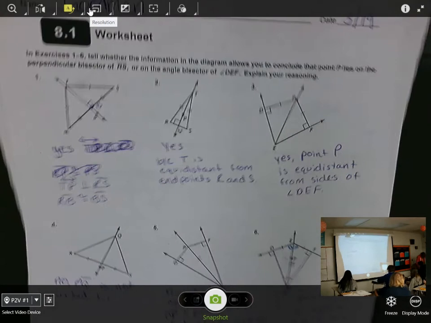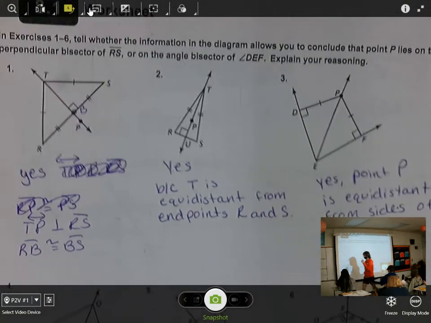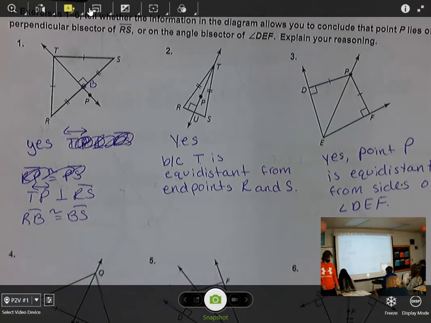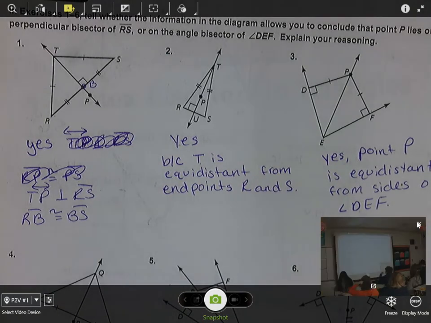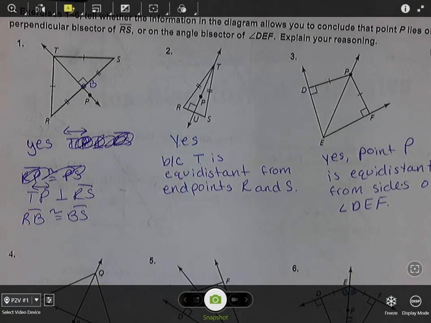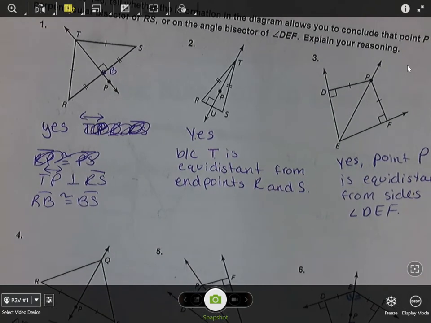All right, so on the front page, you just had to explain whether or not point P was on either the perpendicular bisector or the angle bisector, and you had to explain why it was or why it was not. Now, my number one, I had written down the explanation, but then when I was looking at it, I was like, oh man, no, that's wrong. But then I looked at it again, I was like, oh wait, never mind, it was right. So then I rewrote it. Your explanation might not look exactly like my explanation, but it should be in the same vicinity. So number one, the answer is yes.